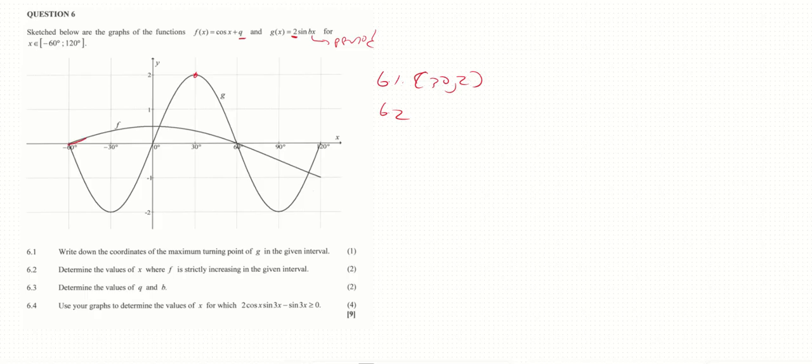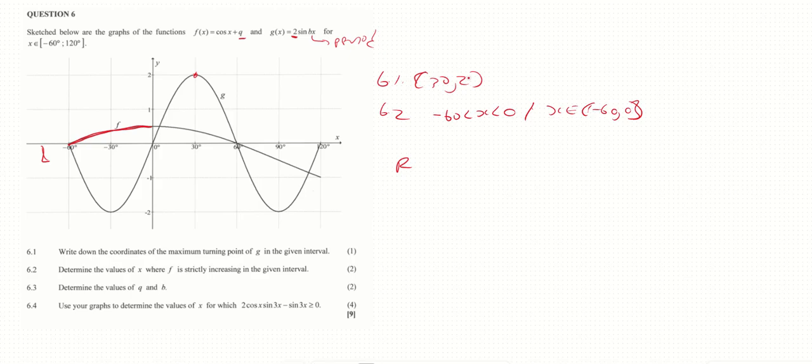Looking at f, we can see that here it is still increasing. When we say the graph is increasing, it increases from left to right. We start from the left of the graph, and as we go, we can see that we're increasing. As we get here, we start to decrease. So this happens for negative 60 less than x less than 0, or we can say x is an element of negative 60 to 0.